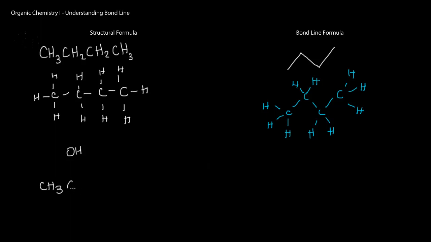CH3, CH2, CH2, OH. Now you see we do have our 3 carbons, which you'll know probably by now how to turn into bond line, but we have OH right over here. So how would we transform that into bond line? Now there's one thing you're going to need to take into consideration when drawing it. So we're going to draw it out right now.